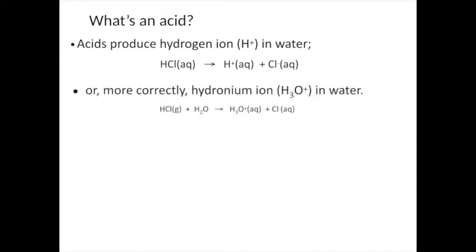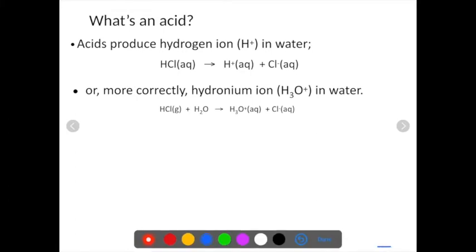If I have HCl, AQ, so AQ stands for aqueous. That means it's been dissolved in water. So hydrogen and the AQ, that's kind of your indicators there. You have an acid, because it's going to produce hydrogen ions in water.